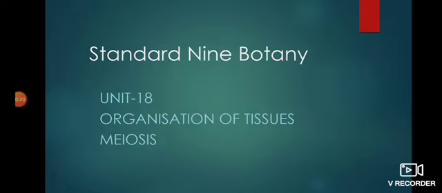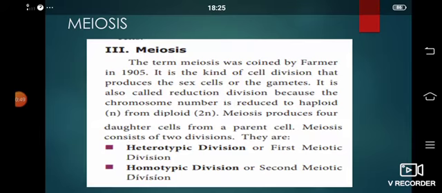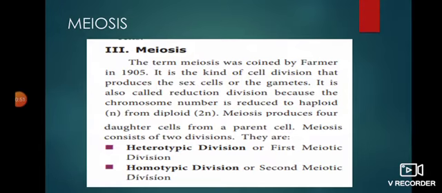The one more thing that you have to know is the gametes are produced by this reduction division that is needed for the sexual reproduction. The term meiosis was coined by Farmer in 1905. It is the kind of cell division that produces the sex cells or the gametes. It is also called reduction division because the chromosome number is reduced to haploid from diploid.